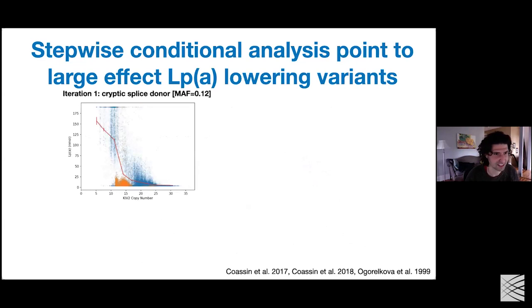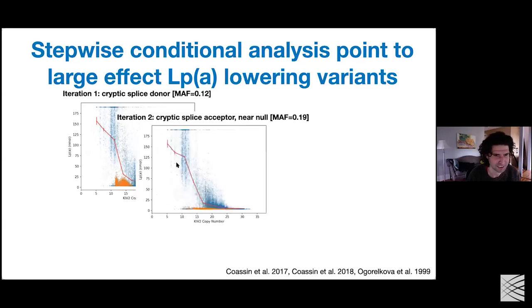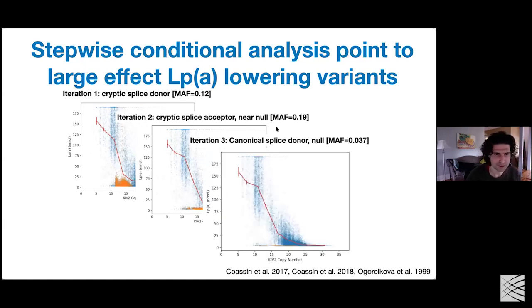So we did this in steps. I'll show you the first 3 iterations of our stepwise analysis. The first one we've just discussed, the cryptic splice donor with minor allele frequency 12%. The second top variant, after excluding carriers of the iteration 1 variant, was this cryptic splice acceptor with SpliceAI support and minor allele frequency 0.19. And then the third, after excluding both of these variants, was a canonical splice donor, the SNP discovered by Ogorelkova et al. in the 90s that we've been using to create our haploid model for lipoprotein A.